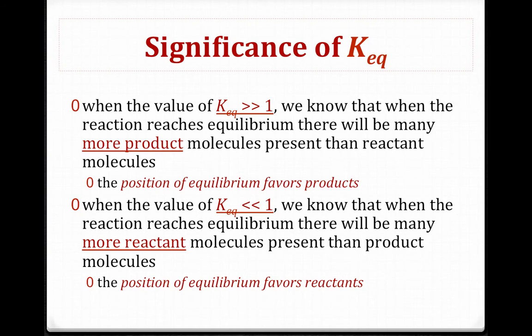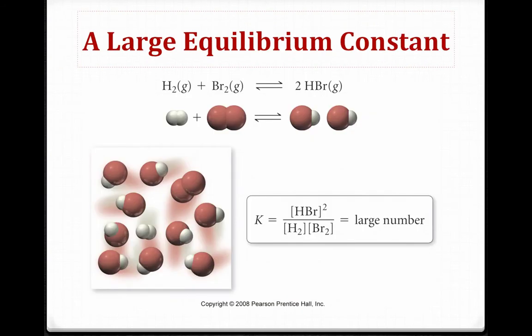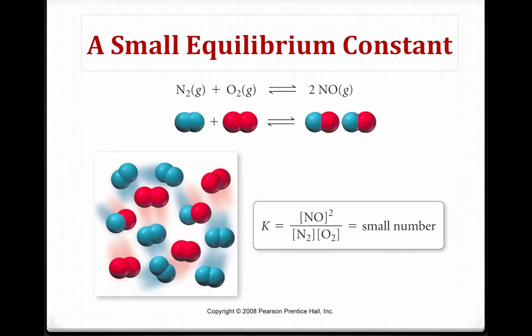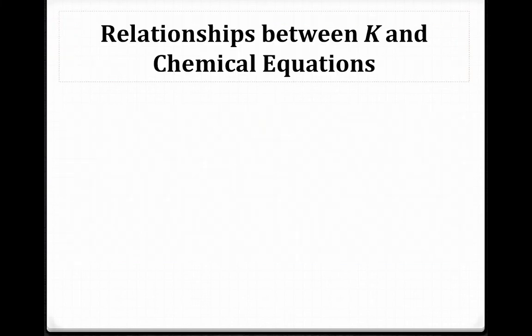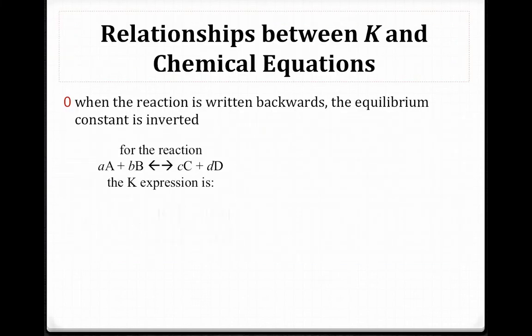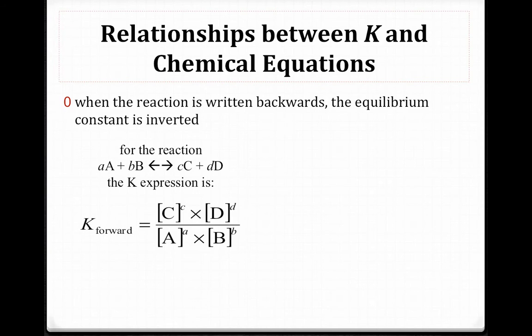When you look at K_eq compared to 1, it tells you whether it's product or reactant favored. If K is greater than 1, it is product favored. If K is less than 1, it is reactant favored. The larger the equilibrium constant, the more it's going to be favored for one direction or the other. The smaller it is, the more reactants you're going to have. Again, if K is less than 1, the reverse is favored. If K is greater than 1, the forward is favored. If it's about equal to 1, neither is favored, or the reaction proceeds about halfway.